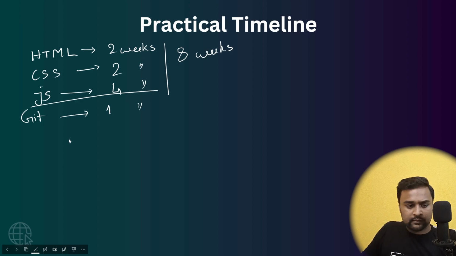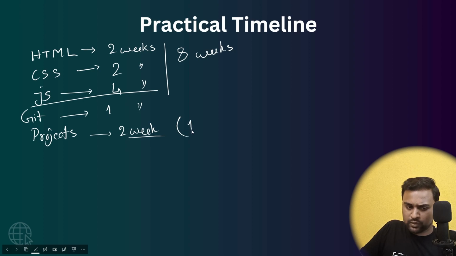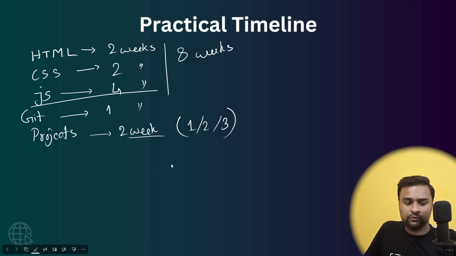Then after Git, let's talk about building projects. You have to build some projects, like a portfolio and something like that. Let's take 2 weeks, because these projects won't be very difficult. So you should complete the projects. Don't care about the number. If you can build 1, that is fine. If you can build 2, that is also fine. If you can build 3, that is also fine. So 2 to 3 weeks, let's take a buffer. After projects, there comes the framework or library part.